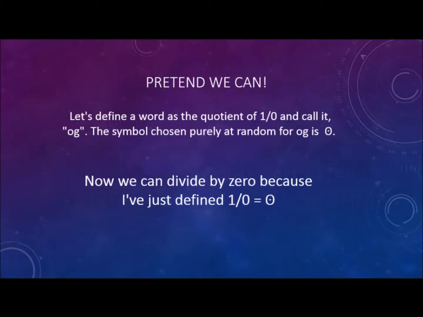Let's start off by pretending that we can divide by zero. In fact, let's define a word as the quotient of 1 over 0, and let's call it og. I spent all of half a second thinking of that, so don't read too much into it. The symbol, again, I've chosen purely at random, is basically a 0 with a dot in the middle. Now we can divide by 0 because I've just defined 1 over 0 equals og.